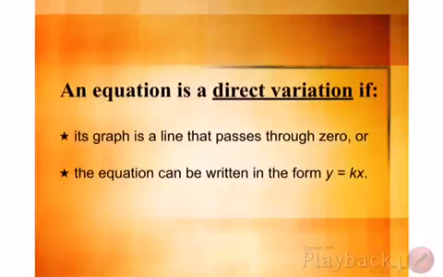An equation is a direct variation if its graph is a line that passes through 0, so it has to pass through the origin. That's extremely important. It must go through the origin, and it can be written in the form y is equal to kx.